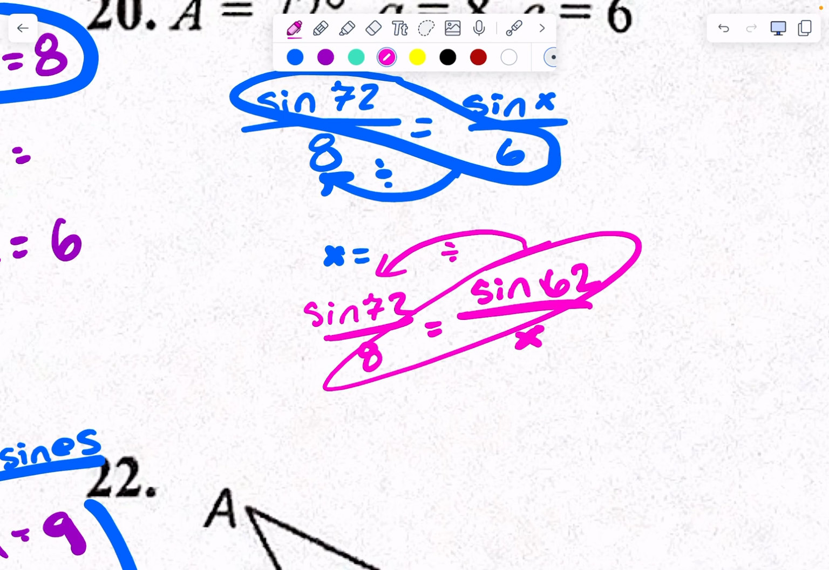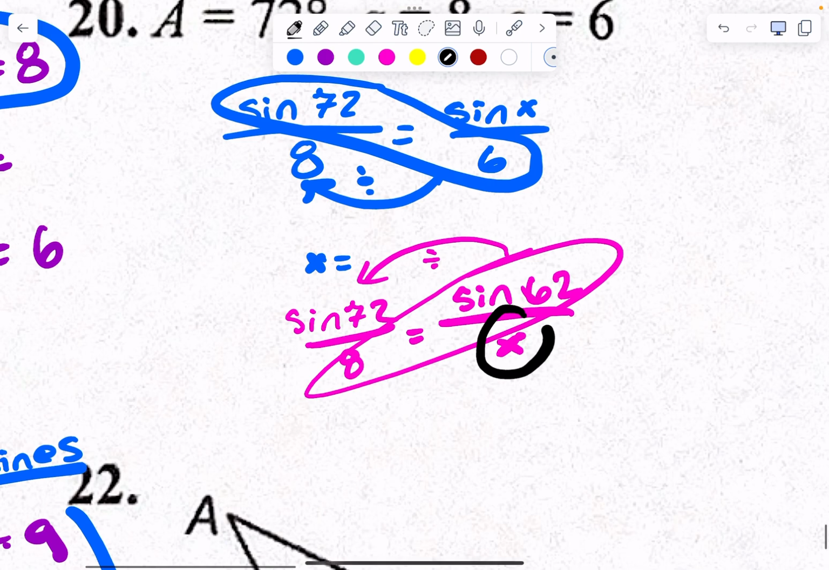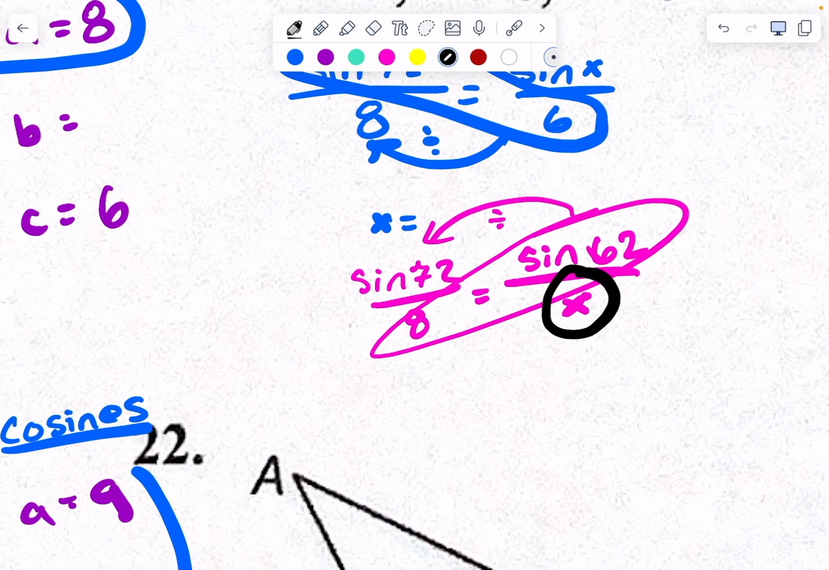Do I have to take the inverse sine? Eight sine 62 divided by sine 72. Do we have to take the inverse sine? We're solving for x. X isn't trapped inside of a sine, so we don't have to do the inverse sine. We just multiply and divide by sine 72. What'd you get?